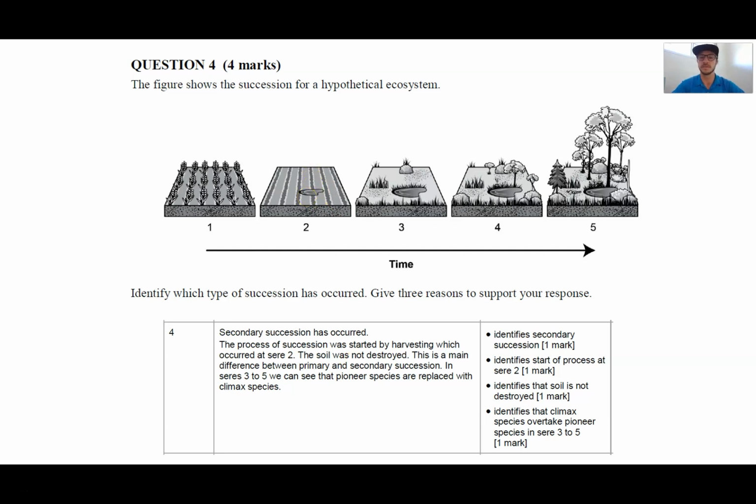Secondary means there's still soil. Secondary means there's something there before it. This is a main difference between both of them, and in 3 to 5, we can see that the pioneer species, so that's like the mosses, the lichens, the ferns, the grasses, were replaced by climax species. We could call this a primary forest and a secondary forest as well. There's some other alternatives you may have said to still get marks for that question.